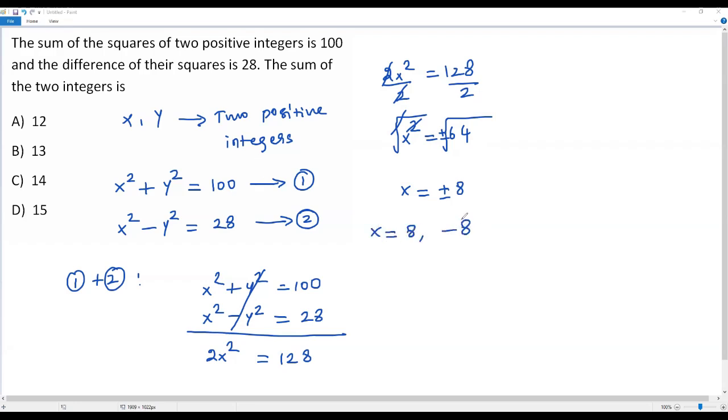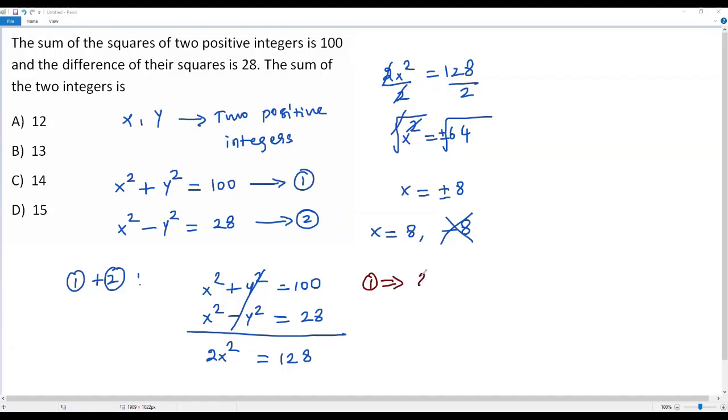But the question clearly says two positive integers. So we assumed x as one of the two positive integers, and the value of x cannot be negative according to the information we have. So we can ignore the negative value of x and consider only the positive value. Therefore, x equals 8. I got one of the two positive integers. To get the value of the other positive integer, I have to plug x equals 8 into one of these two equations, either the first equation or the second equation. Now let me plug it into the first equation.